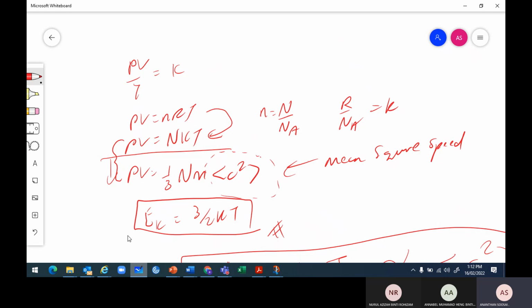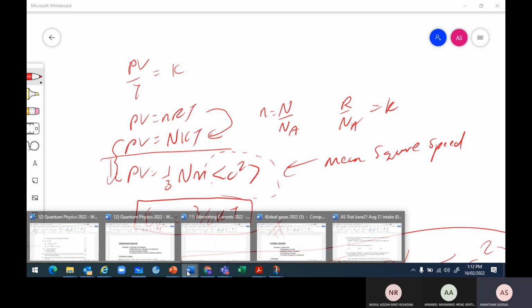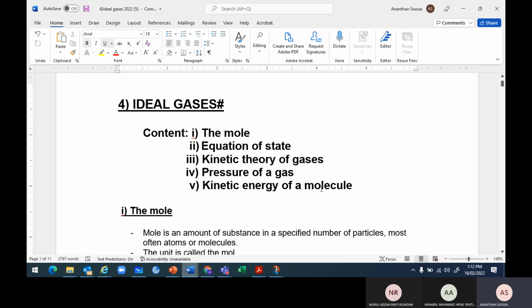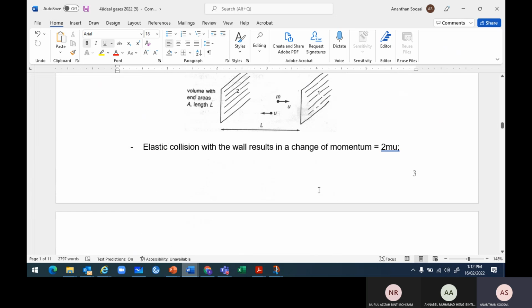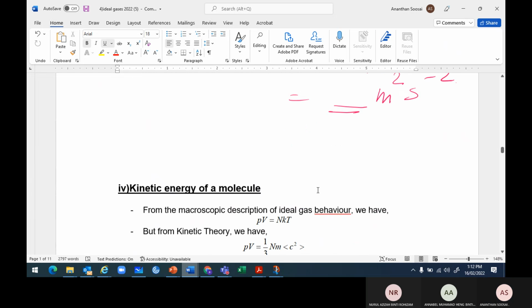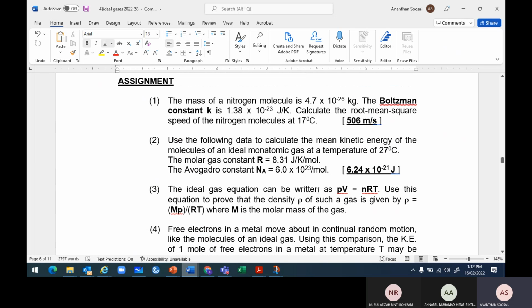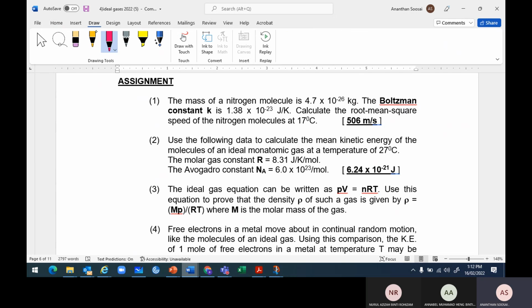Okay, based on these equations, let's try some questions. Today's lesson is about the mole concept. If you drag down towards the end, you have the questions, the assignment. I hope you have the list of formulas with you. Let's try the first question. I'll write the formulas again here, easier.